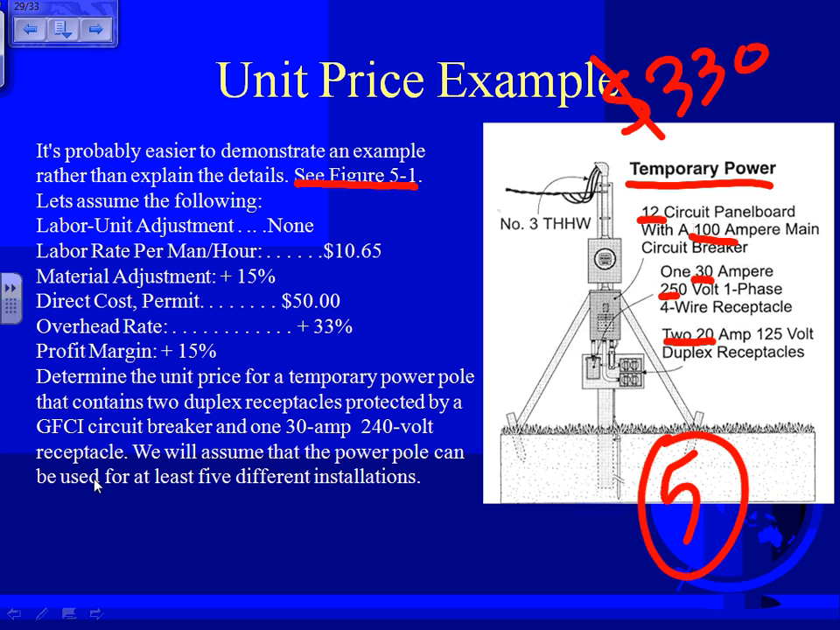The labor cost, they added 7.4 hours divided by 5. Why do you think they divided the hours by 5? Because they're going to be using it 5 times. Then they added the installation time. Why do you think the installation time had to be added at the end?